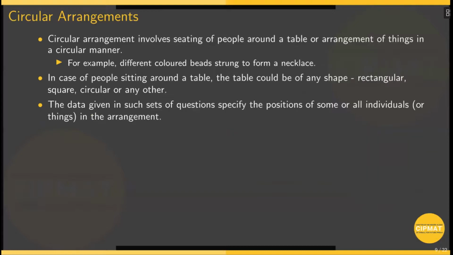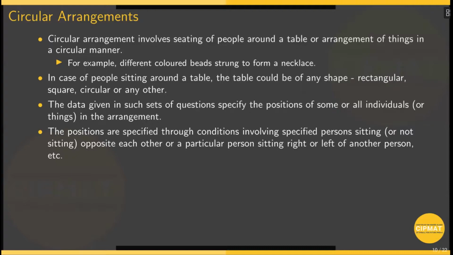Now, the data which is given in such sets of questions basically specifies the positions of all or some of the individuals in the arrangement. On the basis of the information given to you, you have to try and express the wording given in English with the help of a diagram. The positions are specified through conditions involving specified people sitting or not sitting opposite to each other, or it may be mentioned that a particular person is sitting to the right or to the left of a person. In this way, the various positions will be described to you in the question.